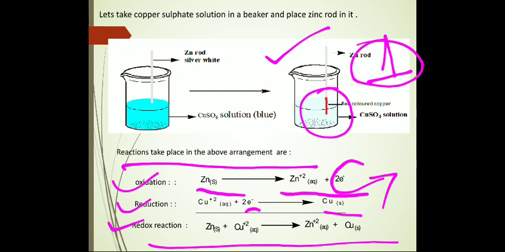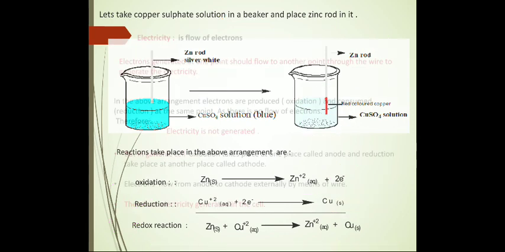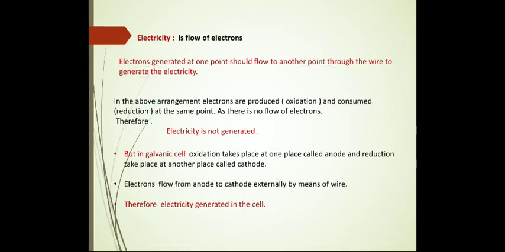So in this arrangement the oxidation-reduction, the redox reaction, is going on, but it does not generate electricity. We have to note that. Why does it not generate electricity? We have to know what electricity is. Electricity is a flow of electrons. A device generates electricity when the electrons generated at one point flow to another point through the wire.